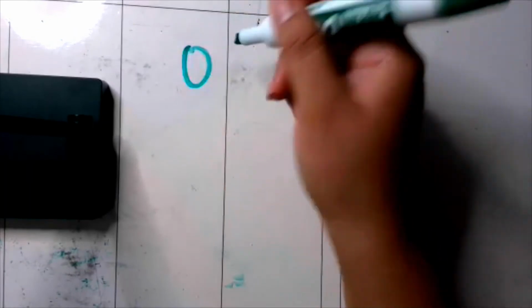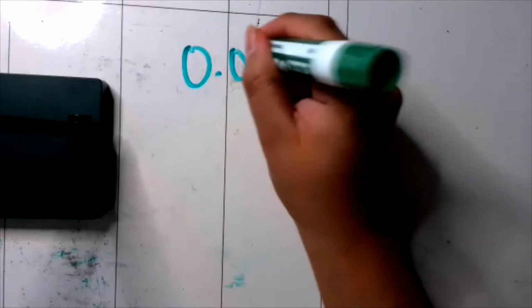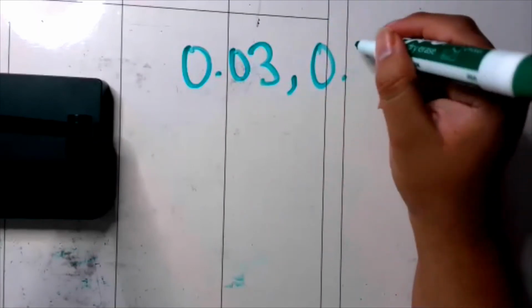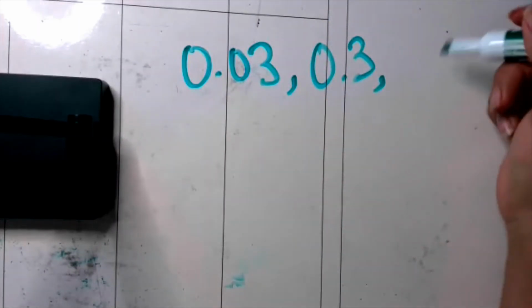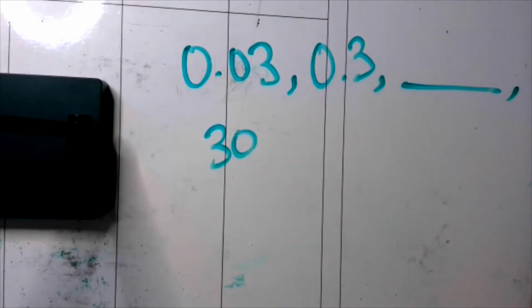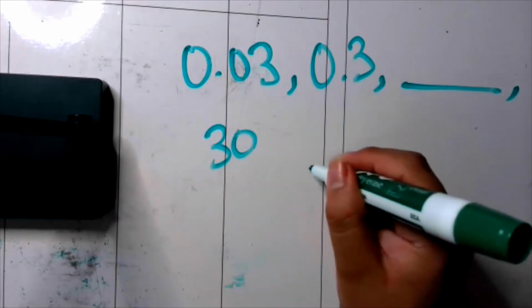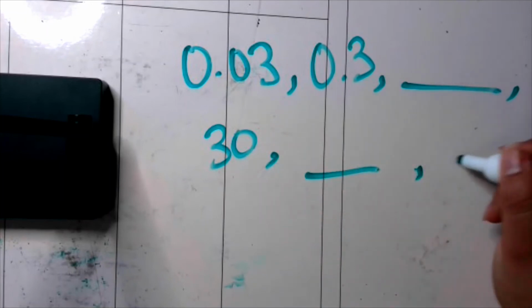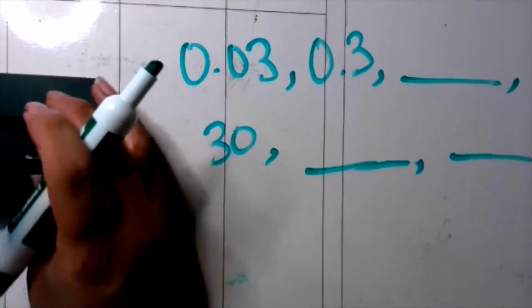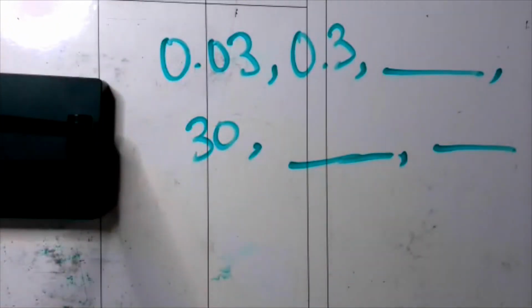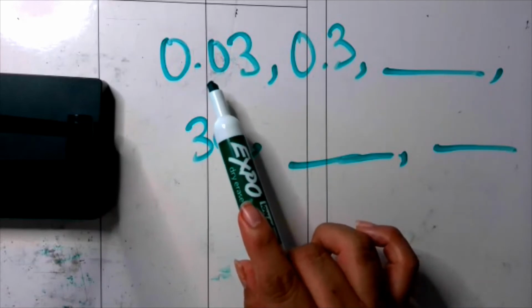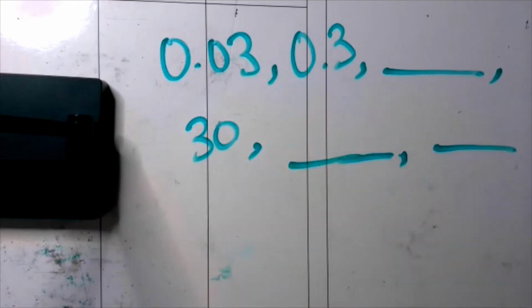So we're going to start with 3 hundredths, 3 tenths, something, 30, something, and something. I might actually do this as a quiz or something. All right, so we need to find the missing numbers. First of all, we need to look at the patterns, right? So what do we notice between this number and this number?